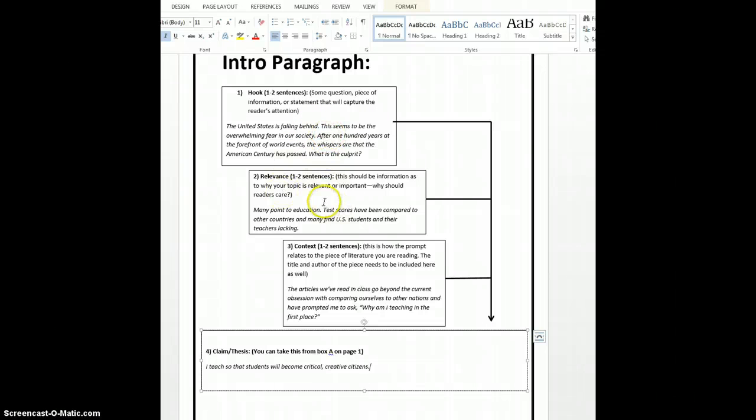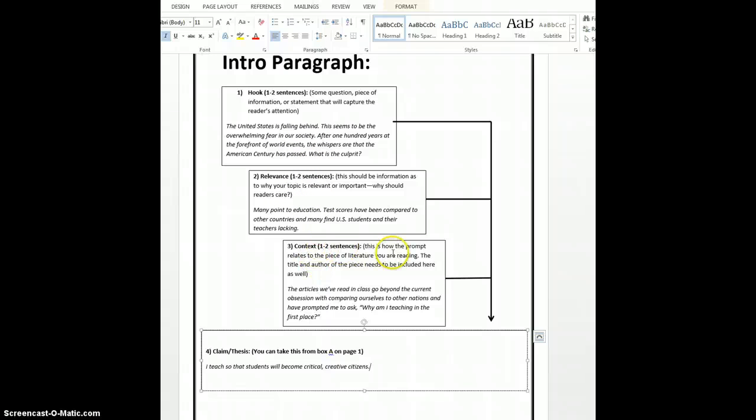The second thing is kind of relevance. You should have one or two sentences, and it should include information as to why your topic is relevant or important. Basically, why should readers care? This oftentimes is a continuation of what you're talking about in the hook. The hook gets their attention, and then the relevance tells you why what you said in the hook is important.